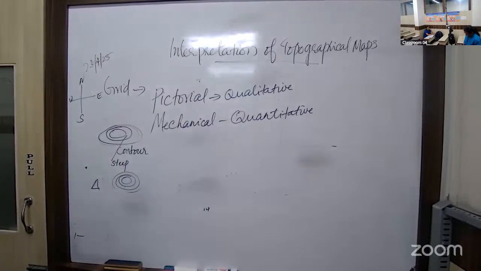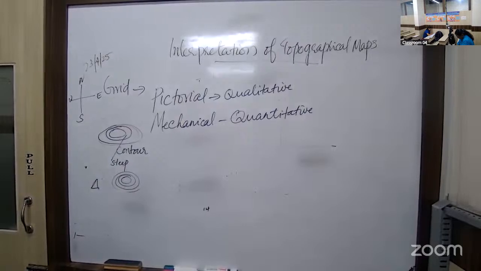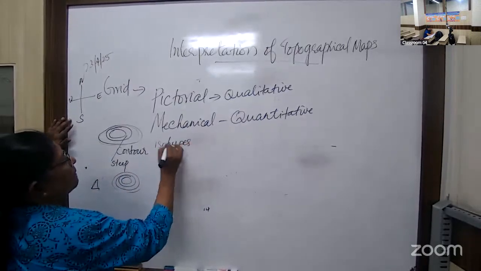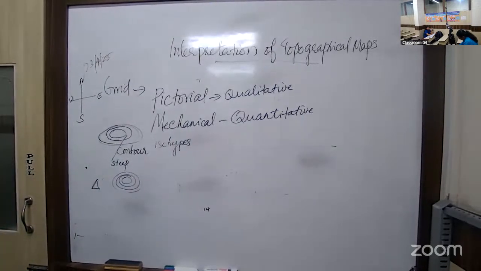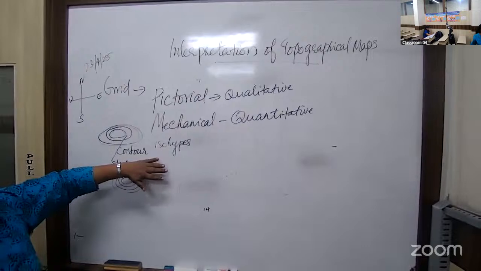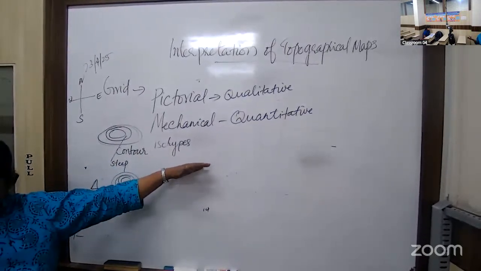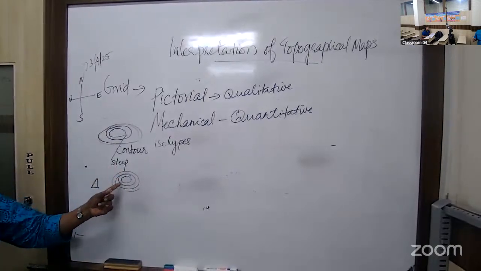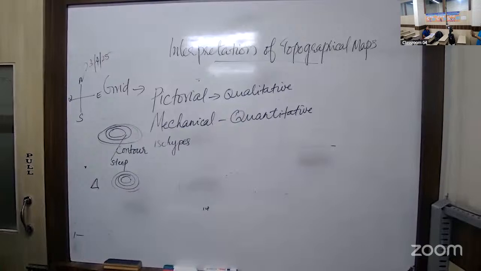What is the method? A contour is an imaginary line. Underline this point, the definition: an imaginary line drawn on a map joining the points having the same elevation above the mean sea level. Understood? Contours are also known as isohypes. What is the other name for contours? Isohypes. Iso means equal and hypes means heights. So the regions having the same height, those places are to be connected with a line. So what is that? Isohype. That is the places of the same height.